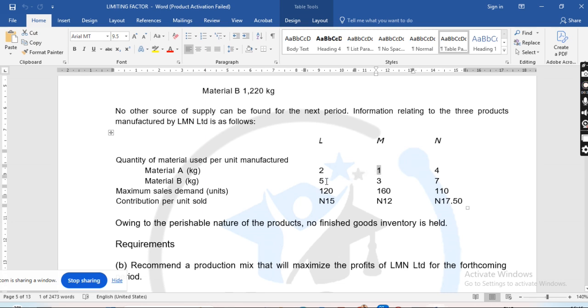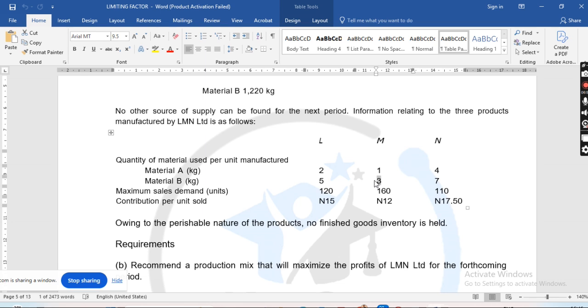Class, this is 5 kg per unit. It means that if they want to produce 1 unit, they will use 5 kg. But if they want to produce 10 units, 5 times 10, that is 50 kg. Alright? And this is 3 kg per unit. It means that when they want to produce 1 unit, they will use 3 kg. This is 3 kg per unit. It goes with unit, right?